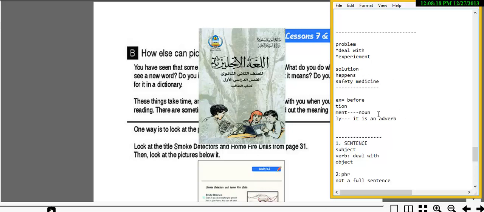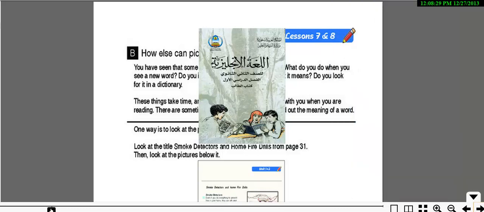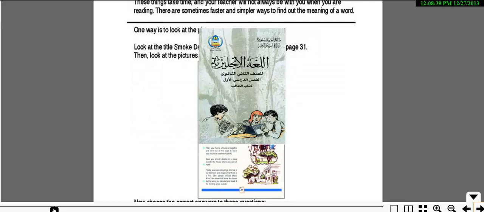All you really need to do is to actually look at the words and try to guess the meaning if you don't have a dictionary, which is what's going to happen in your real life. Anyway, these things take time and your teacher will not always be with you when you're reading. There are sometimes faster and simpler ways to find out about the meaning of a word. Now, pay attention to the fact that in real life, if there's a word spoken by somebody that you don't know, don't just try to guess it all the time. Ask about it. Just say, please, what does this mean? Excuse me, what did you just say? Can you repeat that? Pardon me, can you just repeat that word?